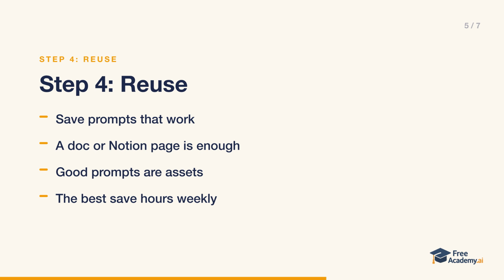The best ones save you hours every single week because you write them once and then just swap in new details each time. So instead of solving the same problem from scratch over and over, you're building a growing toolkit. Every prompt you save makes the next task faster. That's how you turn a one-off win into a lasting system.